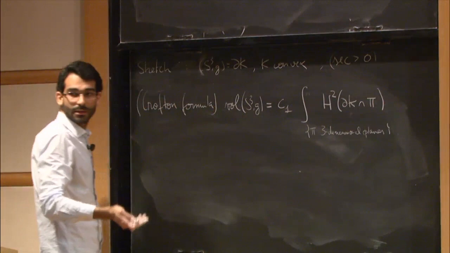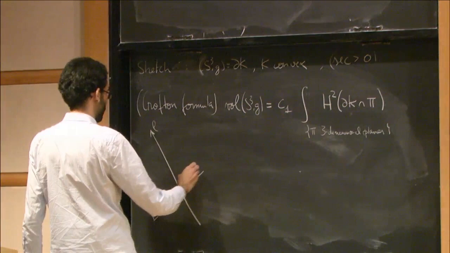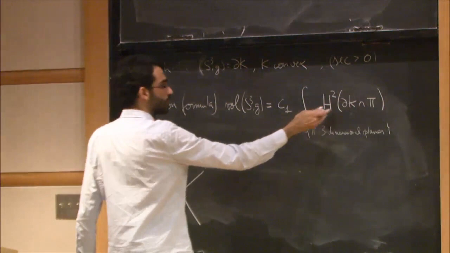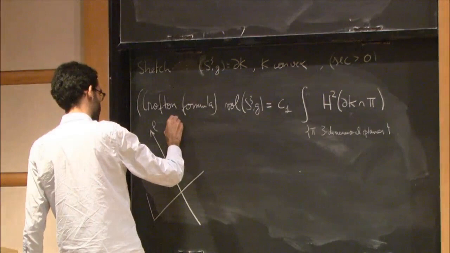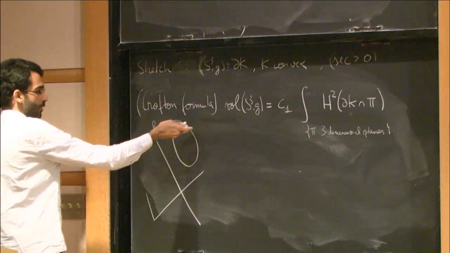So we can pick, well, for every direction L, oriented direction, say, we look at all planes orthogonal to this particular direction, and we can compute those two-dimensional areas along this family. So let me say this is my compact set, and I will compute the area of the intersections of K with this family of parallel planes.